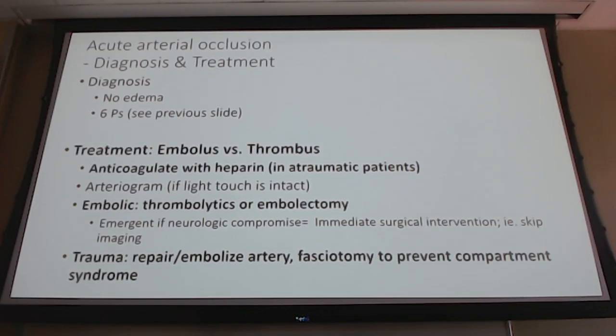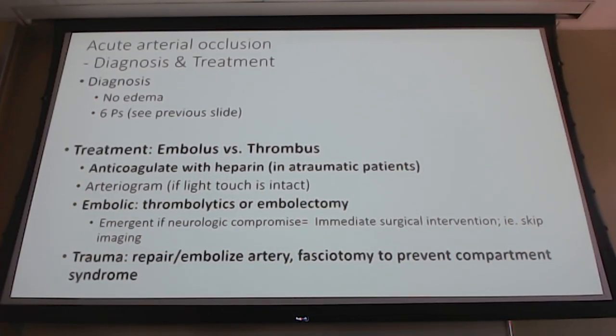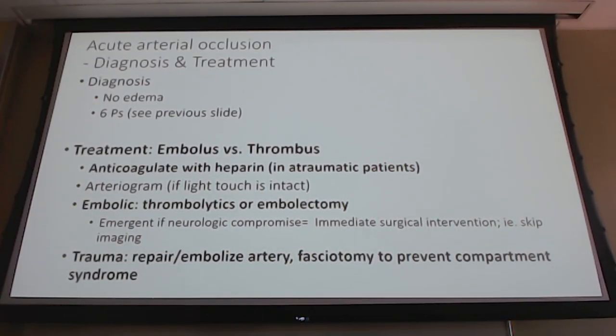Diagnosis again. No edema. This is not peripheral venous disease. Okay. They're not going to be swollen. And then any of those 6 P's that we just talked about. What are we going to do? It's either for an embolus or a thrombus. So we're going to anticoagulate with heparin in the atraumatic patient. Okay. If light touch is still intact, we can try to do an arteriogram and try to do an embolectomy.